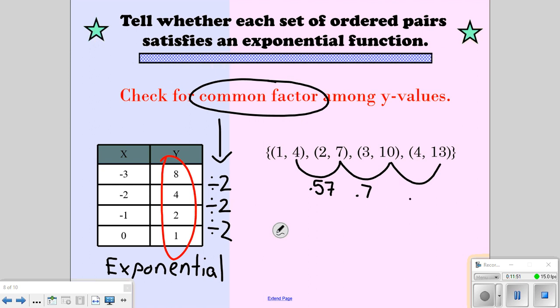If I actually wanted to do this one, I could notice that the pattern is actually +3 every single time. +3, which actually means this thing is going to be linear. So if it is linear, it is not exponential. Not exponential.